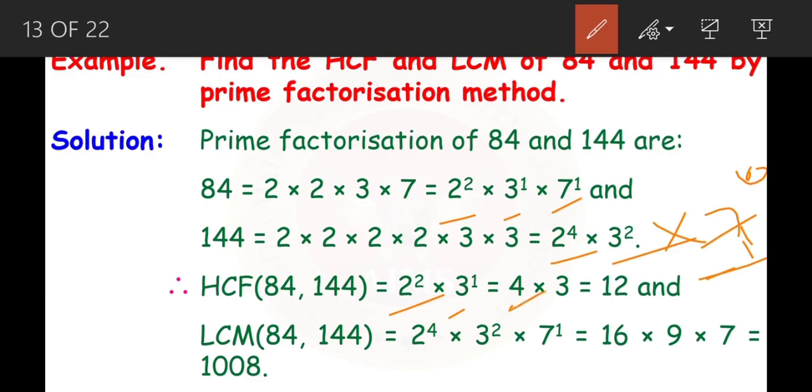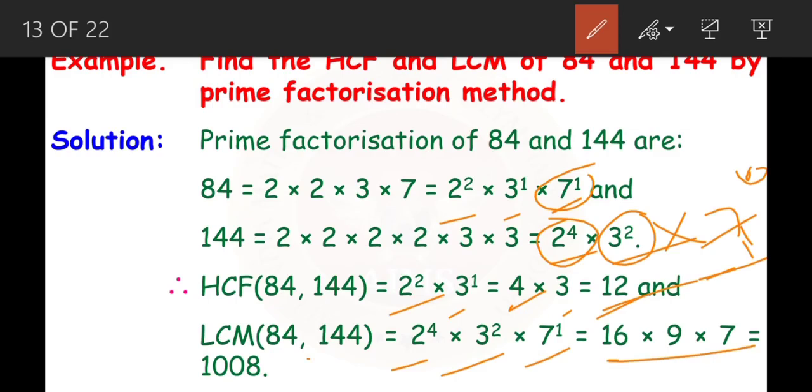So 2 square stands for 4, 3 power 1 stands for 3. 4 times 3 is 12. We have the HCF 12. In the same way, for the LCM, what do we have to do? We have to take the greater exponent. 2 power 4 is the greatest, 3 square is the greatest, 7 power 1 is the greatest.